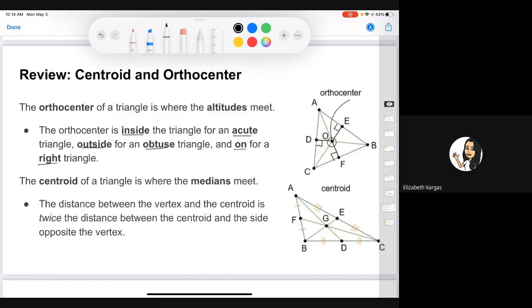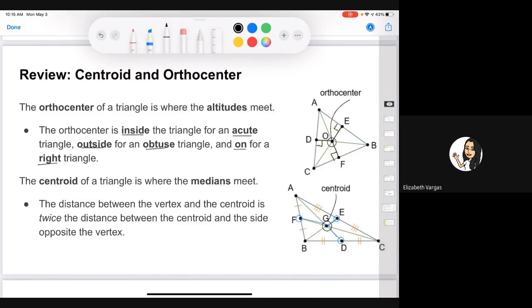Okay. Your centroid, on the other hand, is going to be where all your medians meet. So you're going to look for the midpoints. This one, this one, this one. Where all those medians meet is going to be your centroid. So that point is going to be your centroid. And we know the location of the centroid is always going to be on the inside, no matter what type of triangle you have. And we also know that the distance between the vertex and the centroid is twice the distance between the centroid and the side opposite. So that is the problem that we just went over.